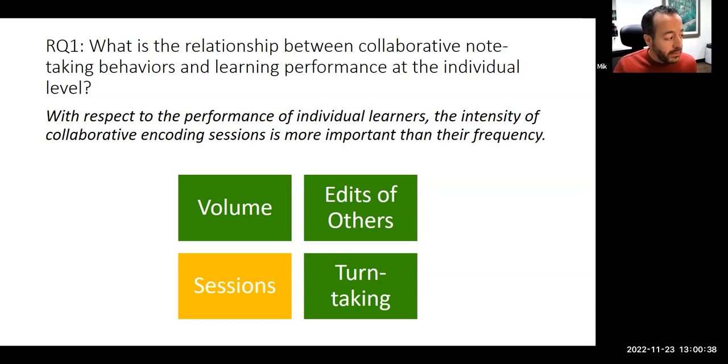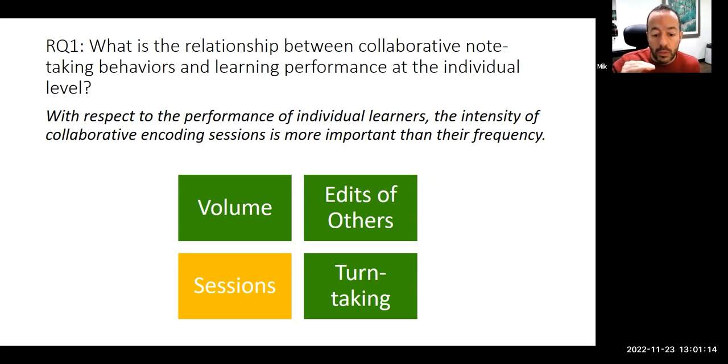So it means that for an individual learner like student A, if they write more words, they get a better score on the exam than if they didn't write many words. And edits of others, same thing. If they edited a lot of their partner's writing, then they got a better score. And if they took many turns, if they responded to or sort of interleaved their text with the writing of others, they got a better score. But notice that sessions is yellow, which means there was no correlation at all here.